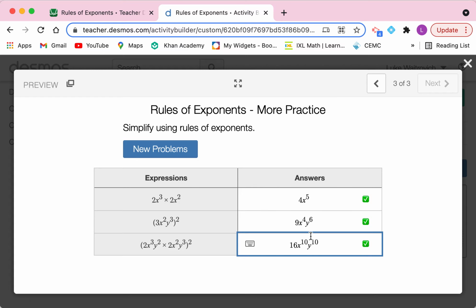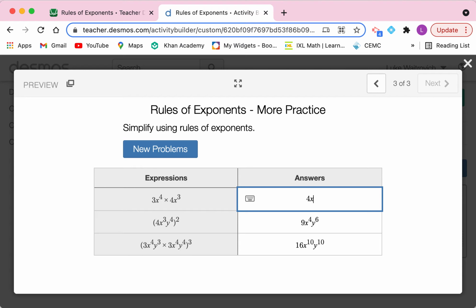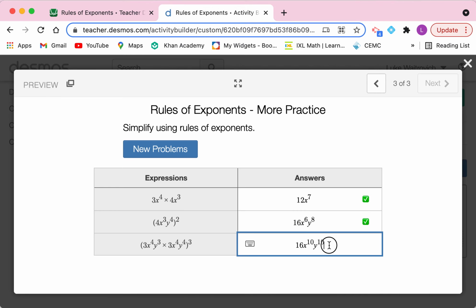And so real quick, I'm going to do another set. But I'm not really going to explain it, I'm just going to make it happen. And let's see if you can follow along. Okay, so I need to clean all this out. I'm going to have 12x to the 7th. Here I have 4 squared, which is 16. And then I'm going to multiply my exponents together to get 6 and 8. Cool.